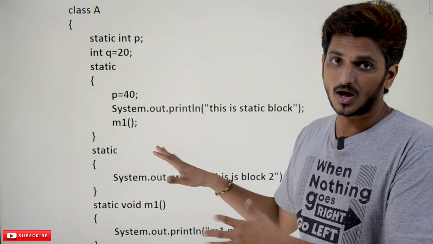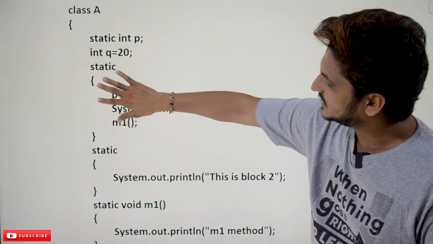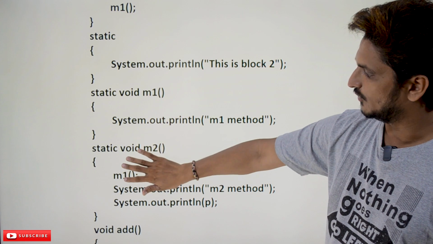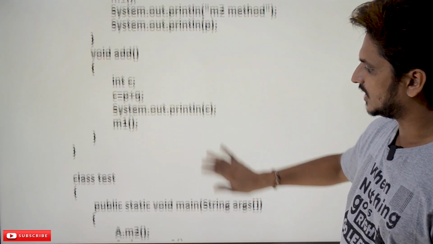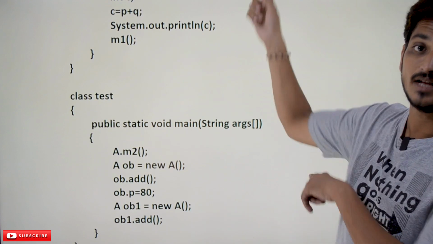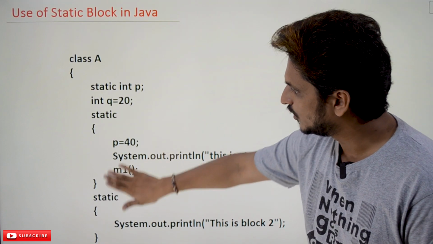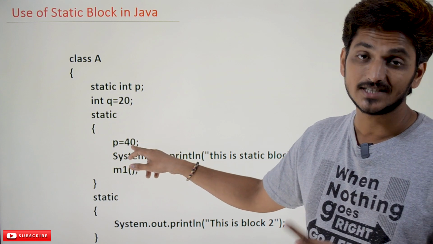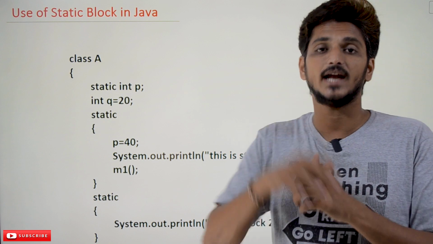So in our example, we are going to understand how this execution goes on. We have written one static block and the second static block. We have written one static method, another static method, and we have an instance method. Now coming to this, before main starts executing, static blocks are going to be executed. So what's our output is, this block is going to be executed. P is equal to 40. Yes, this is a static variable. We are going to initialize it, meaning assigning a value to the static variable.